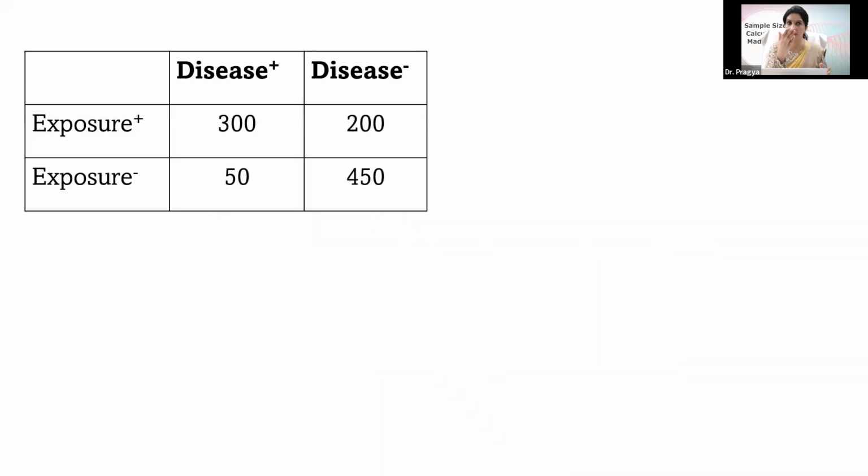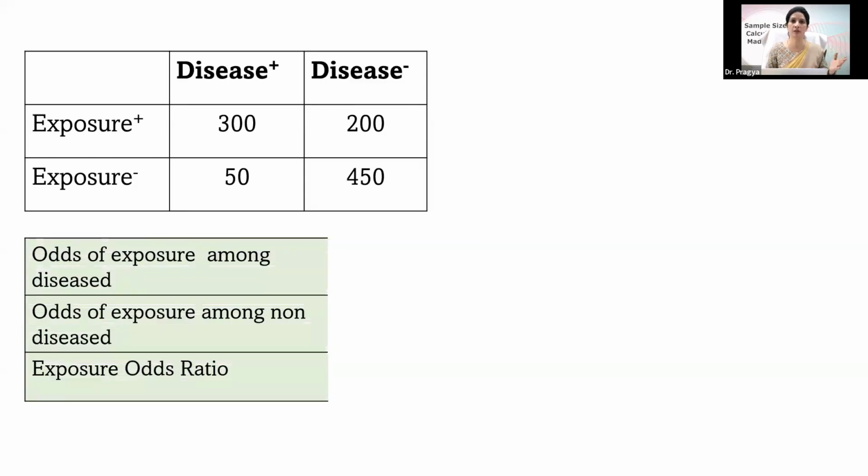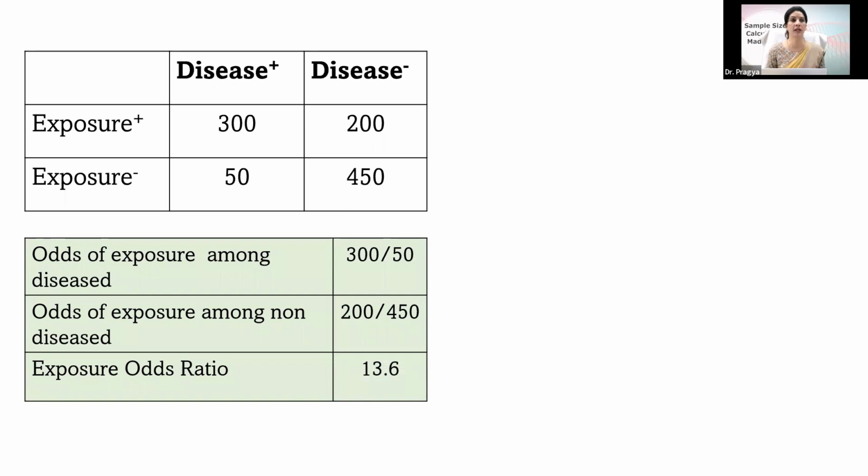You can see that in the previous example, the disease was less, but here I have increased the number of disease. So in this case, you can see the number of disease are 350 as compared to the controls. Almost we can say they are comparable. So now can you calculate what is the odds of exposure among disease in this case? So it will be 300 by 50. And then what will be the odds of exposure among non-diseased? In this case, it will be 200 by 450. And if you calculate the exposure odds ratio, it will be 13.6.